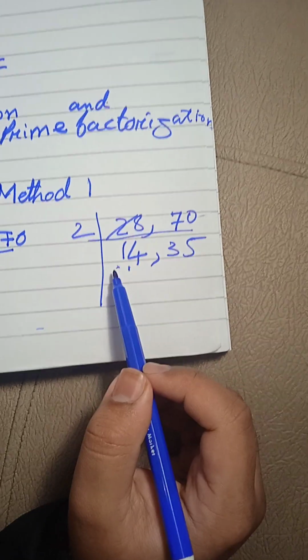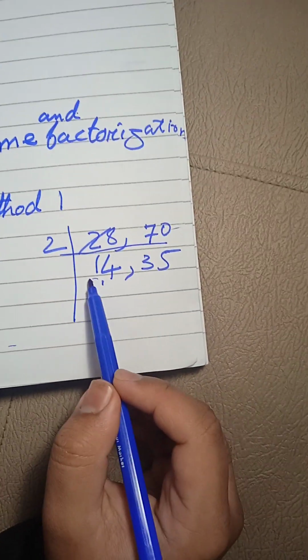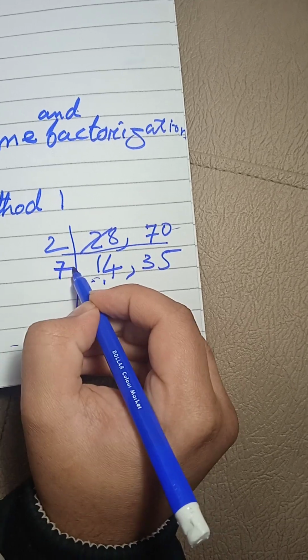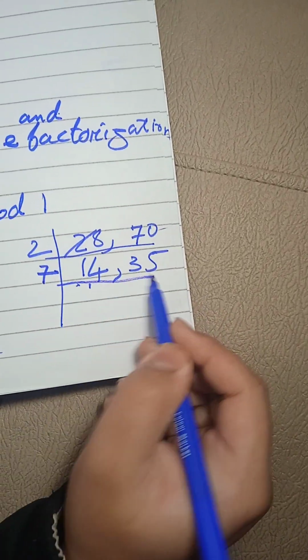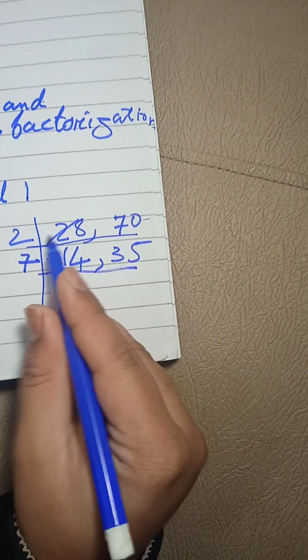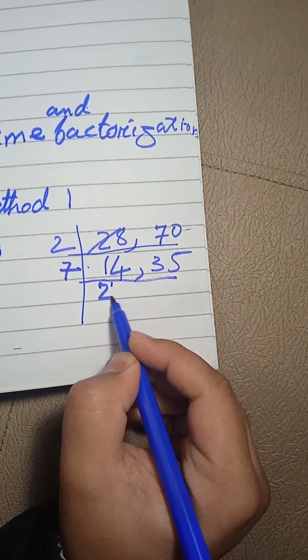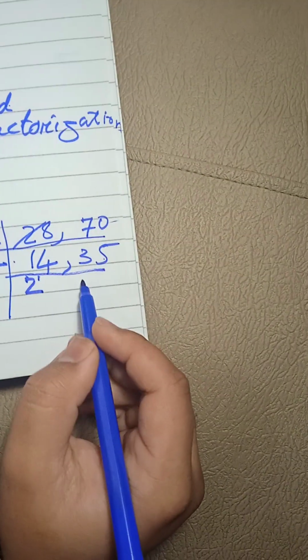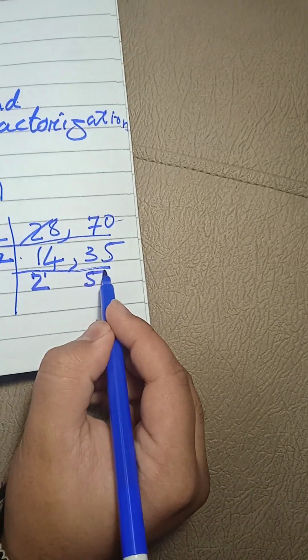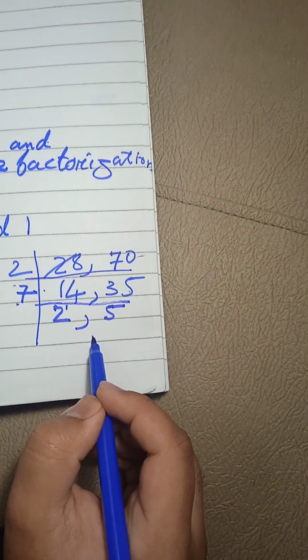So in this method, as you can see, 35 and 14 are both multiples of 7. So we're going to divide these numbers by 7. 7 multiplied by 2 is 14, and 7 multiplied by 5 is 35. We are left with 2 and 5.